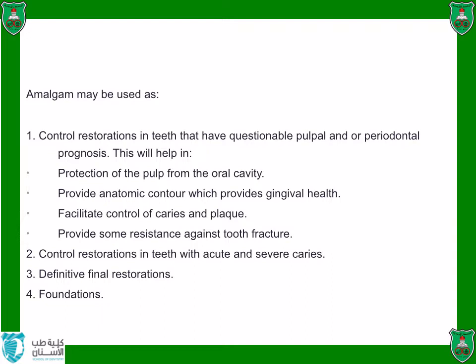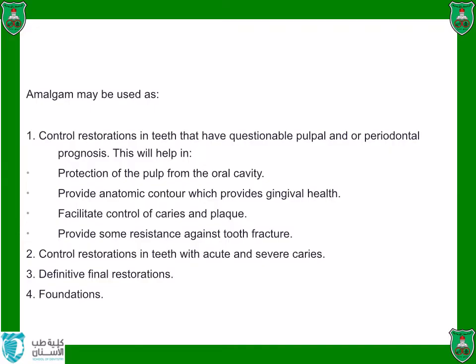Also, we can use amalgam as a control restoration in teeth that don't have any symptoms, but have acute or severe caries. So we will place the amalgam and consider it as a control. We will make follow-up for the tooth and determine afterward if it needs further treatment.